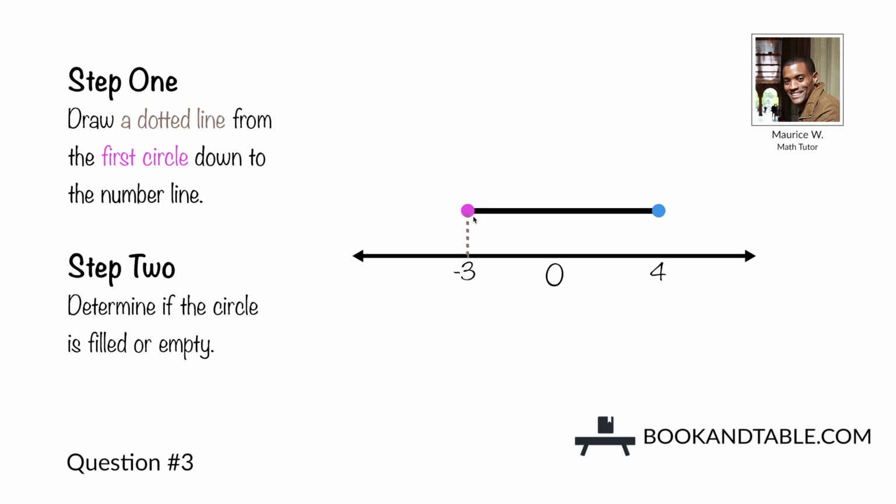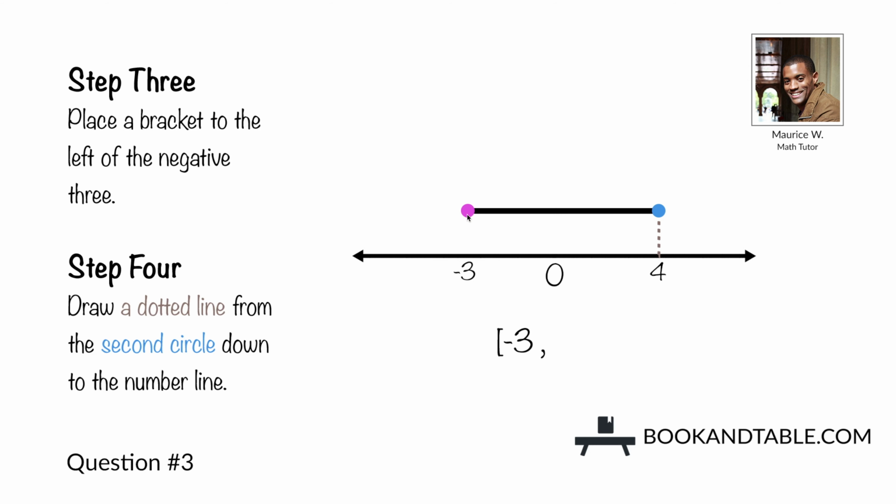So step 1, draw a dotted line from the first circle down to the number line. This helps us establish a value of -3 for this circle. So because of this, we see that we have a value of -3 as the smallest value in this set. Our line is going to the right, which means the values are getting greater, which means -3 is the smallest value in our set.